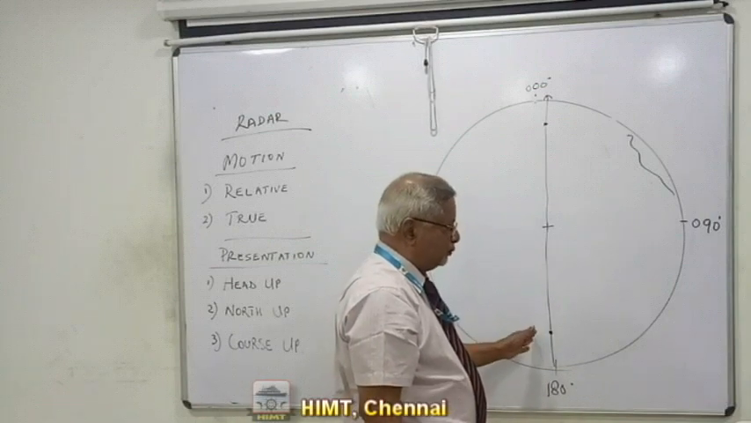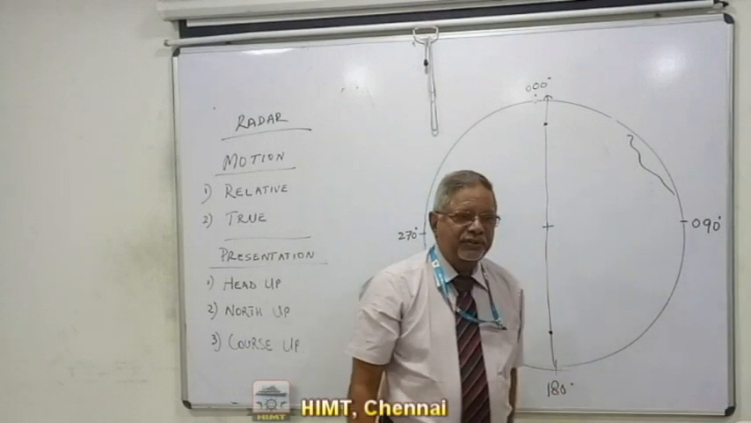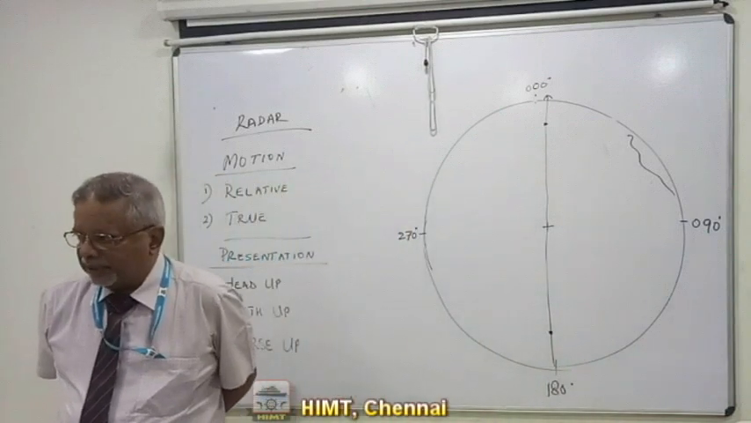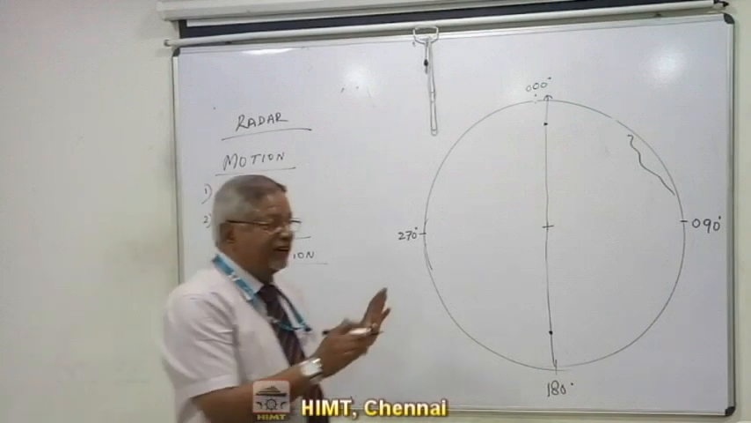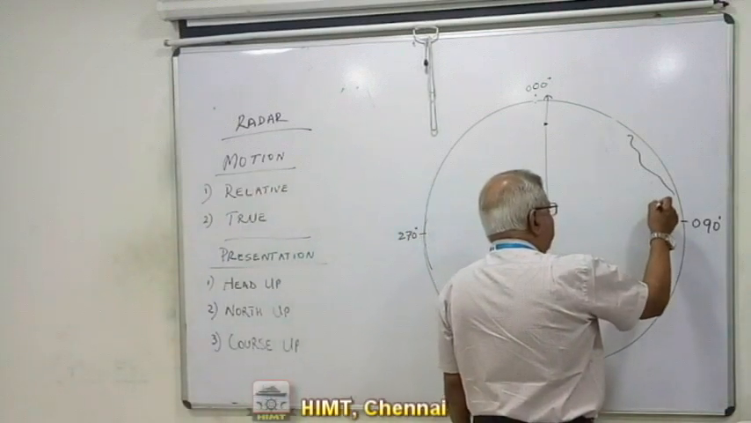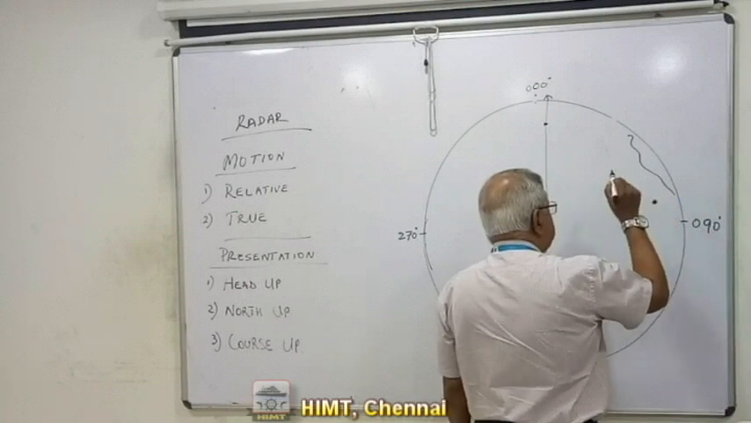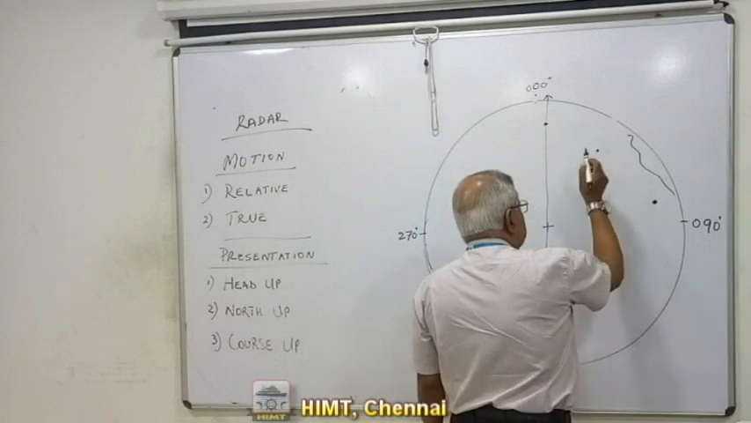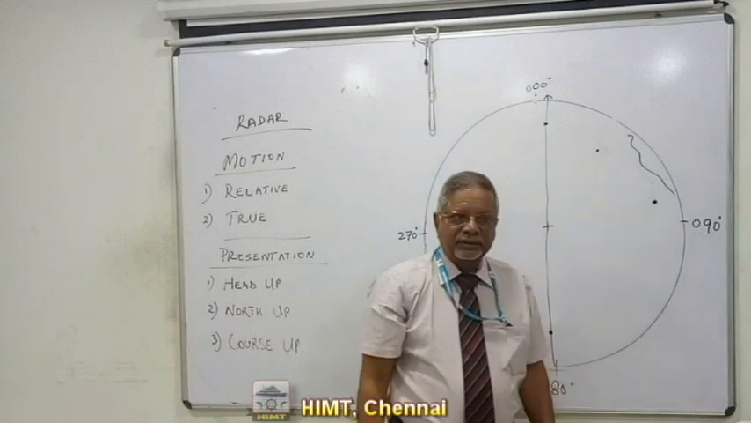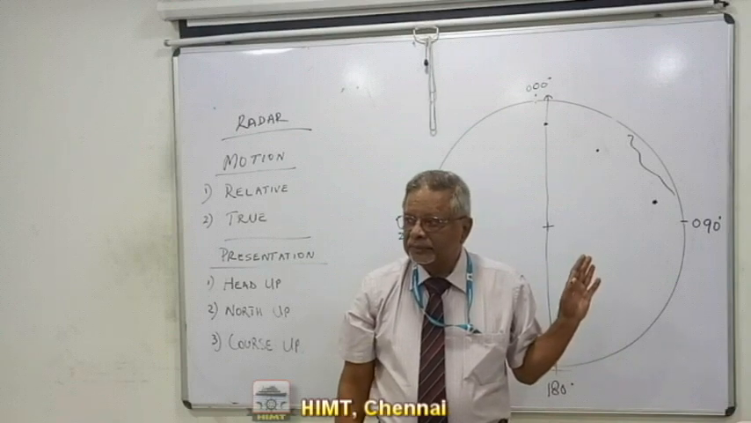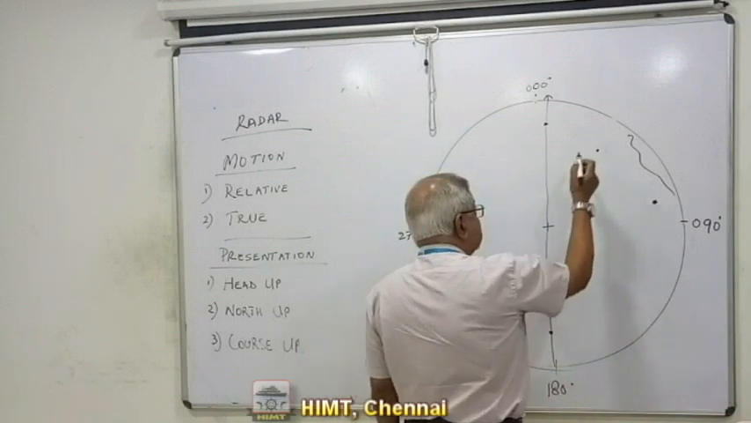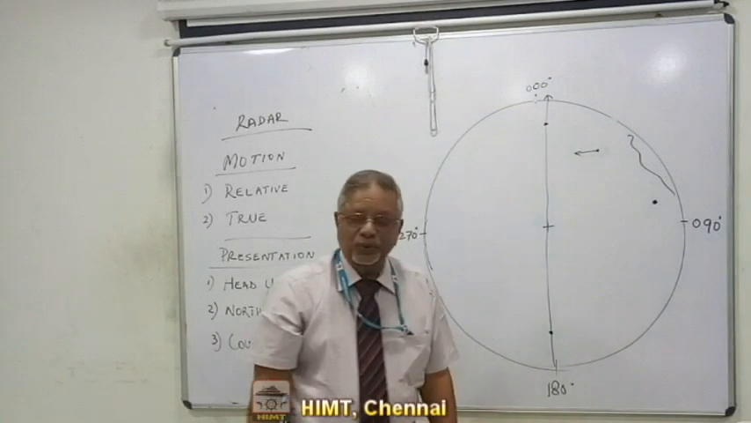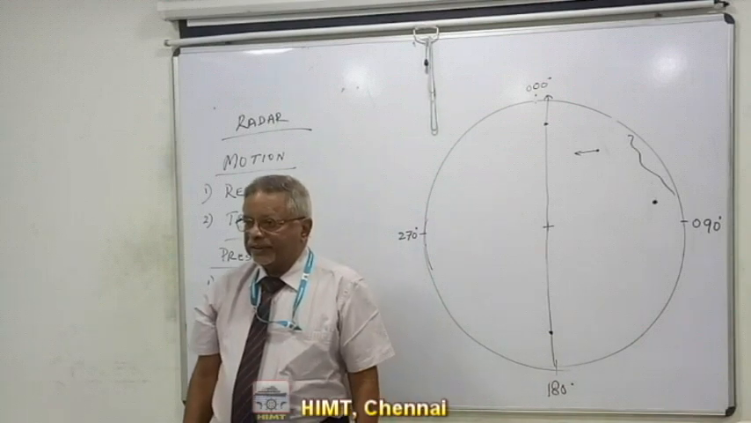Now, as far as true motion is concerned, what will be the situation with reference to that land? It means stationary. All stationary objects, suppose there is an island or a rock or whatever, that will also remain stationary. And now that ship which was here, how will it move on the screen? Whatever its true course and speed. So it was moving 270 at 15 knots, so the ship will move in the true direction.